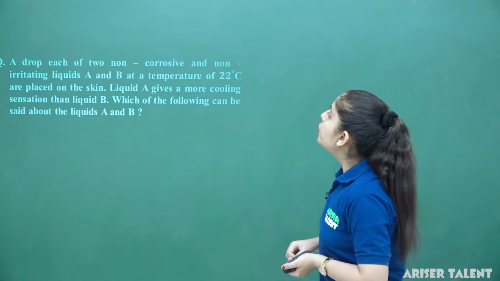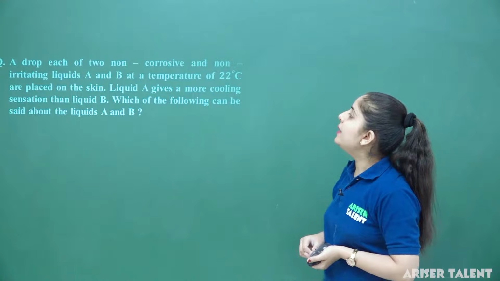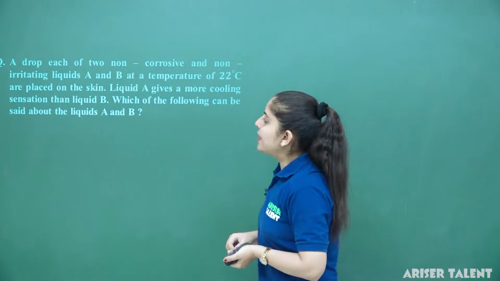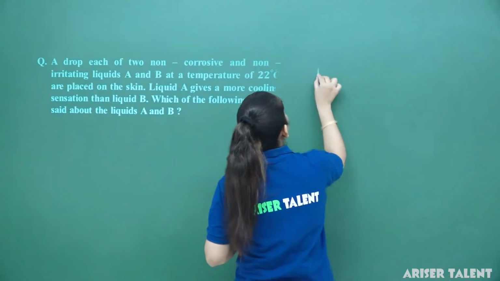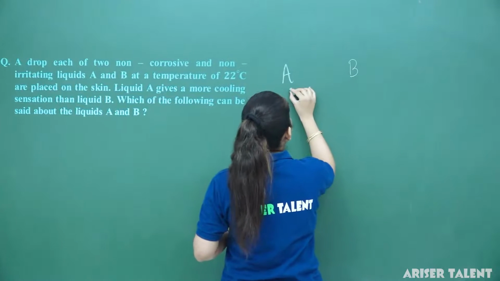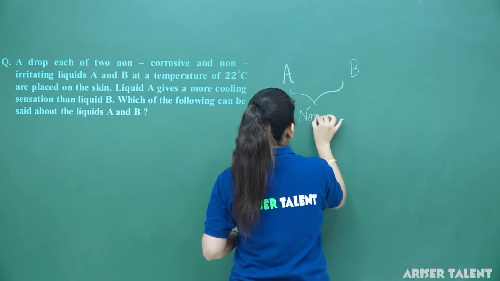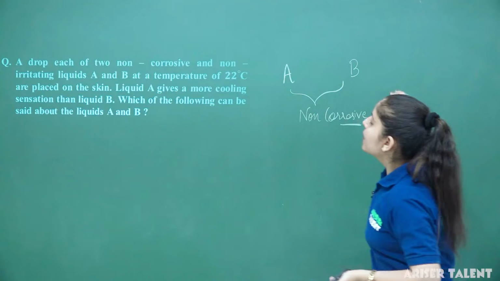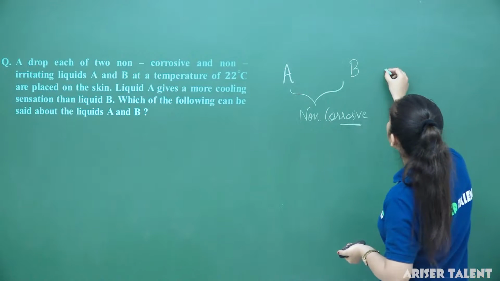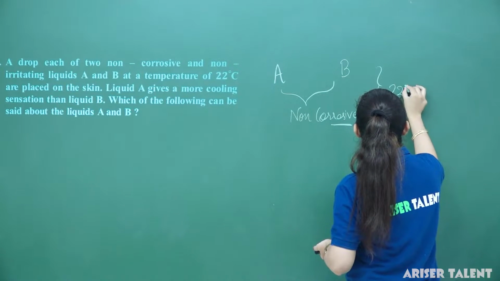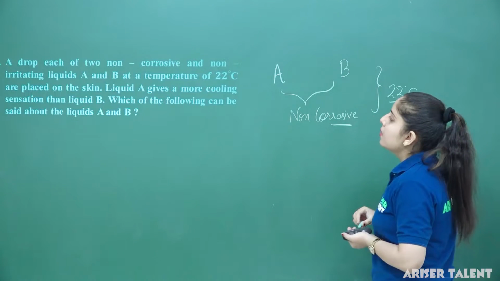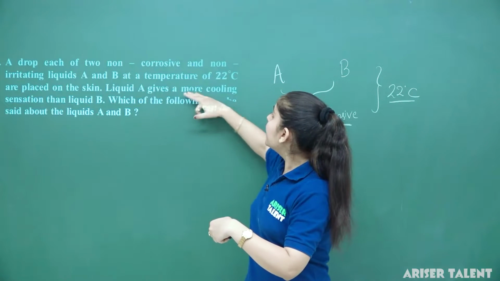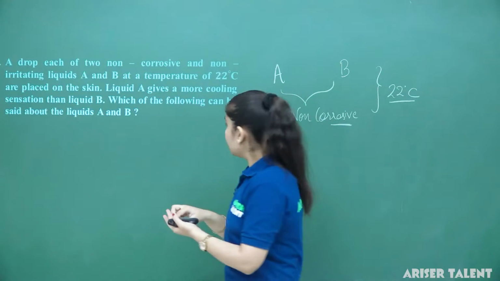A drop of two non-corrosive and non-irritating liquids A and B at a temperature of 22 degrees are placed on the skin. So what we have given? We have given two solutions, A and B, and they are non-corrosive. Now, we have placed them on the skin at the temperature of about 22 degrees Celsius. But when you place that liquid on your skin, you can feel that liquid A gives more cooling sensation. So what is happening here?